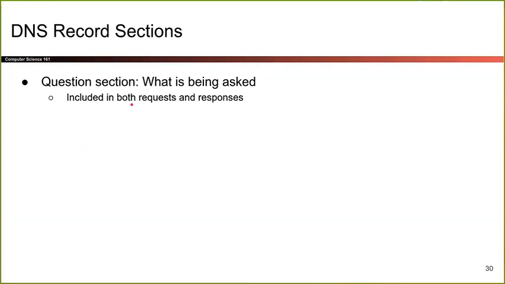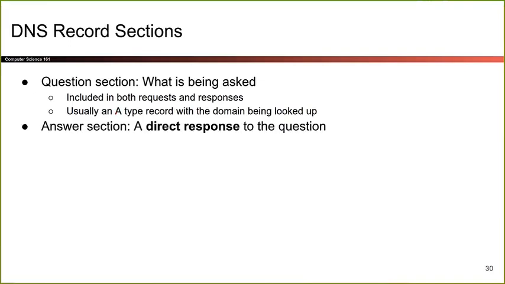The reason here is because when someone answers your question, they're going to also tell you what question they answered. So it would be kind of useless if the DNS server just came back to you with the answer, but didn't remind you, oh, by the way, this is the question I'm answering. So they'll usually include this in the response. Now, this is usually an A-type record because you are trying to find the answer. And we'll see this again in detail later, but just keep that in mind.